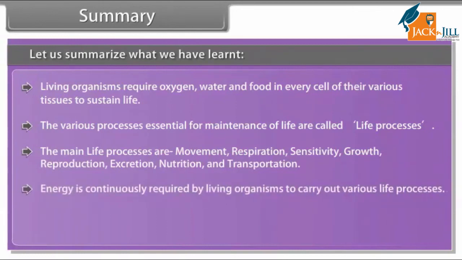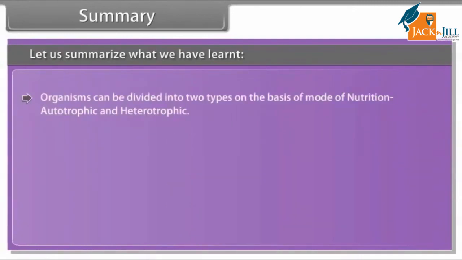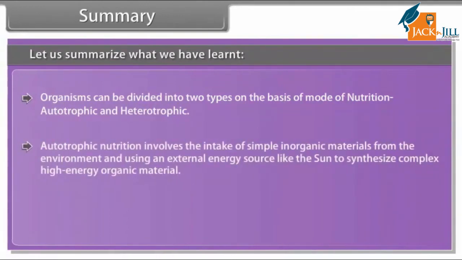Energy is continuously required by living organisms to carry out various life processes. This energy is liberated due to intake as well as the utilization of nutrients and also by respiration of an organism. Organisms can be divided into two types on the basis of mode of nutrition: autotrophic and heterotrophic. Autotrophic nutrition involves the intake of simple inorganic materials from the environment and using an external energy source like the sun to synthesize complex, high-energy organic material.